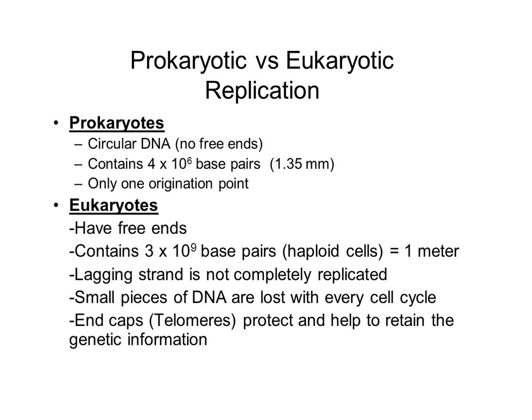Then when it comes to the haploid cells, of course, you should know what haploid is, half. So you're talking about your sex cells. It's about 1 meter long. The lagging strand is not completely replicated. You might wonder what the lagging strand is. Well, you won't know yet, but you soon will. And then small pieces of DNA are lost in every cell cycle. This is part of the reality of aging, if you will, as well.